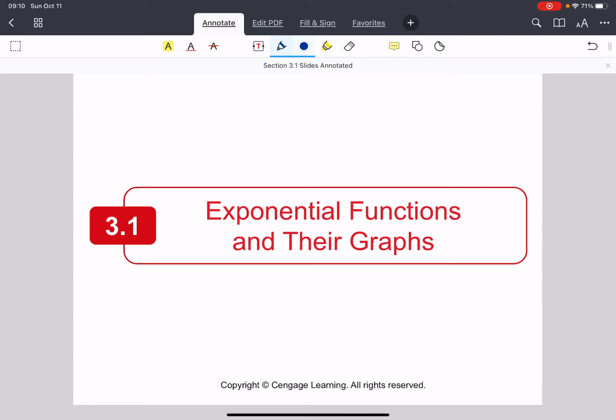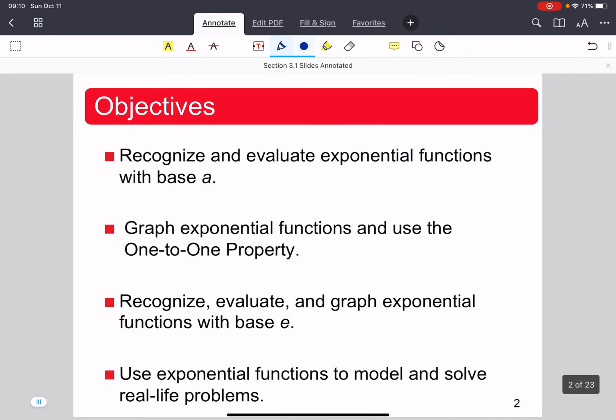In this video, I will talk about exponential functions and their graphs. Specific objectives of this lesson are: recognize and evaluate exponential functions with base a, graph exponential functions and use the one-to-one property, recognize, evaluate, and graph exponential functions with base e, and use exponential functions to model and solve real-world problems.